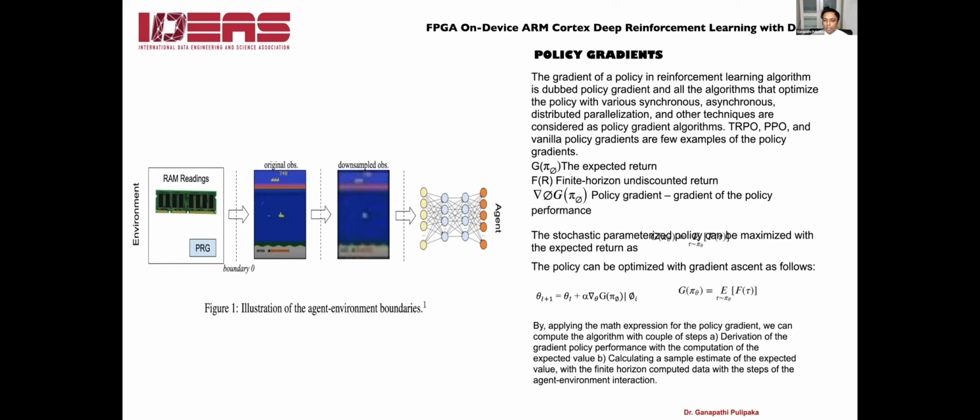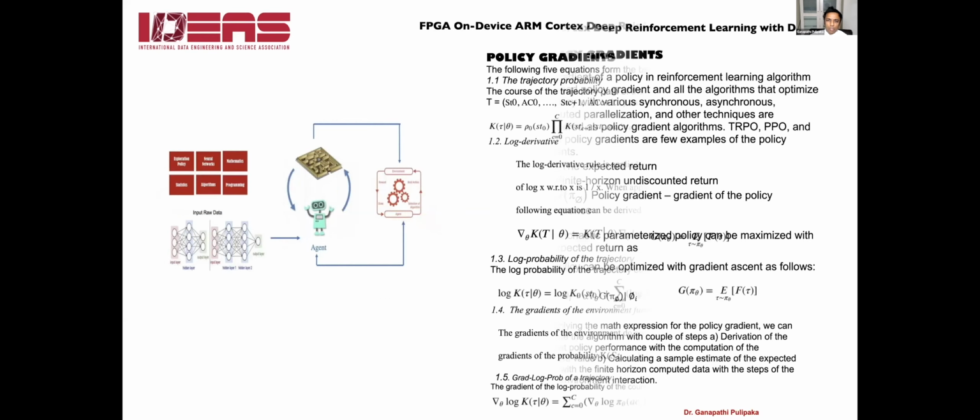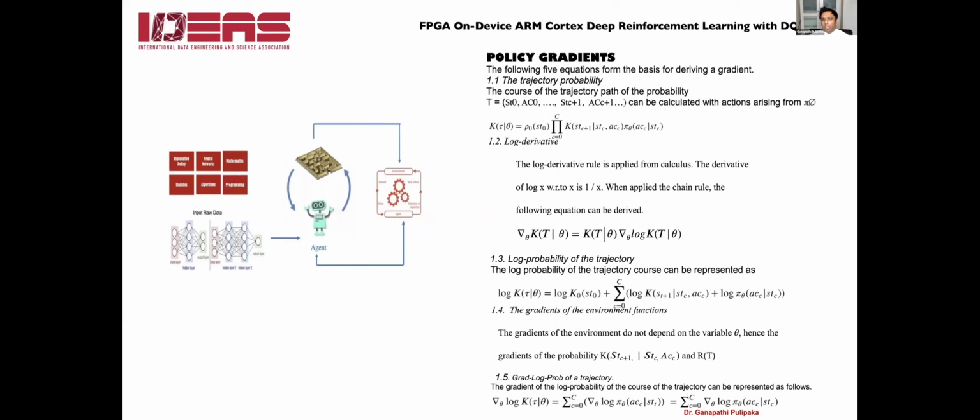Basically, you can have a mathematical expression of the policy gradient, and you can compute it, derive it, and calculate the sample estimate. Again, in this case, we're going to operate on a finite horizon as opposed to an infinite horizon. There are several equations that are very important for us to know before we start implementing the policy gradient algorithms. Primarily, there are 5 equations that can be implemented with the policy gradient.